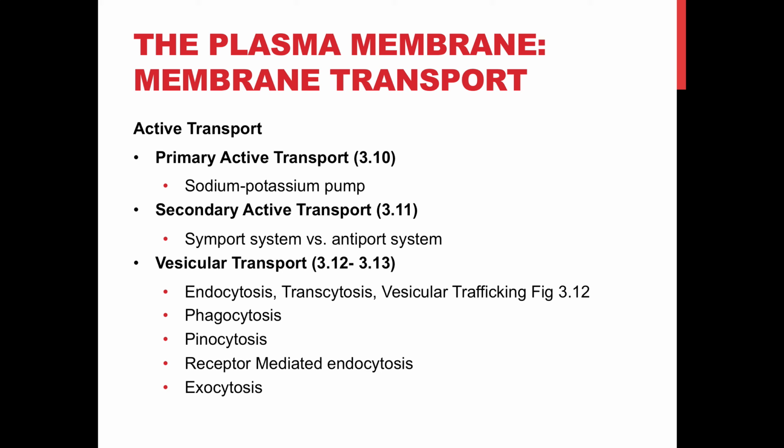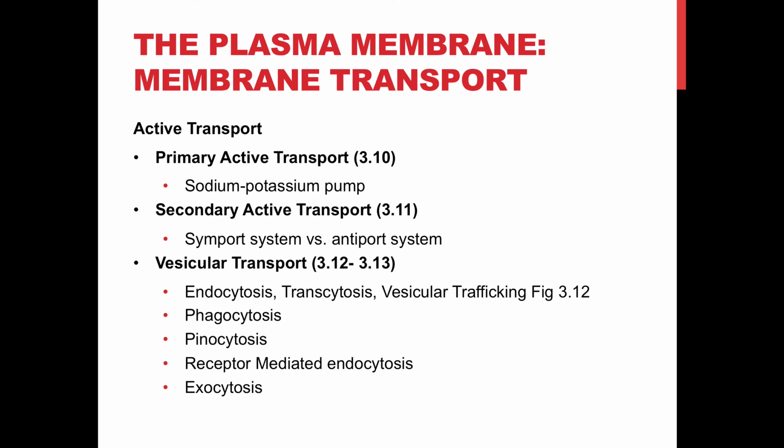Regardless of whether the energy is provided directly, primary active transport, or indirectly, secondary active transport, each membrane pump or co-transporter transports only specific substances. Active transport systems provide a way for the cell to be very selective in cases where substances cannot pass by diffusion. No pump, no transport. All right. So let's get into vesicular transport.